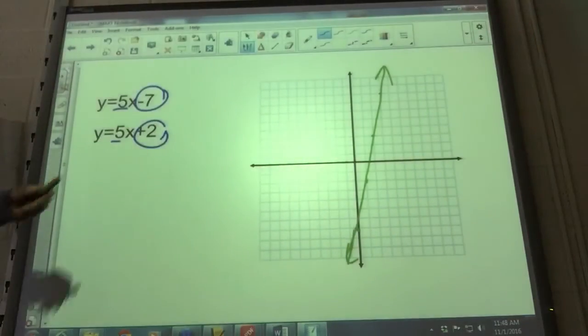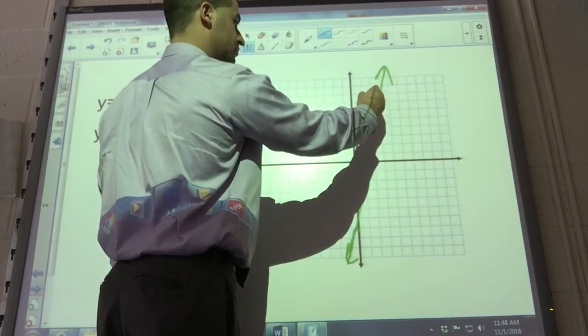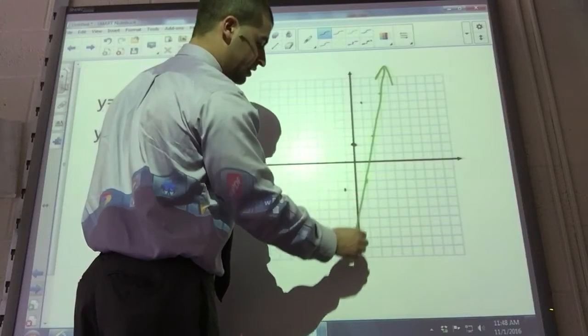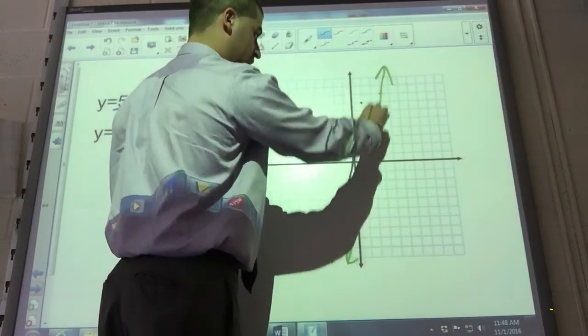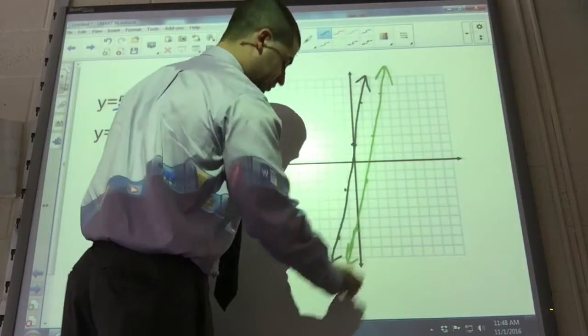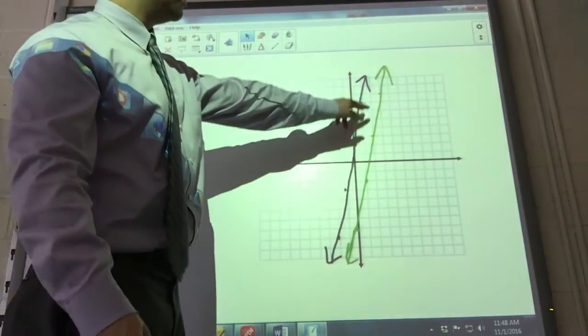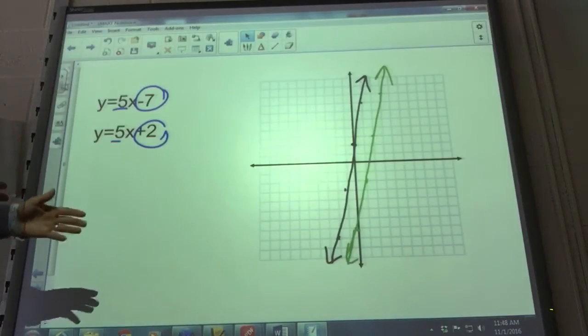For the next line, start up at 2, go up 5, right 1, we go down 5, left 1, again, down 5, left 1, and draw our line. And what you'll see are two lines, if I could draw straight lines, that would never intersect and have the same distance all the way through between them because they never intersect. They have the same slope, they have different y-intercepts.